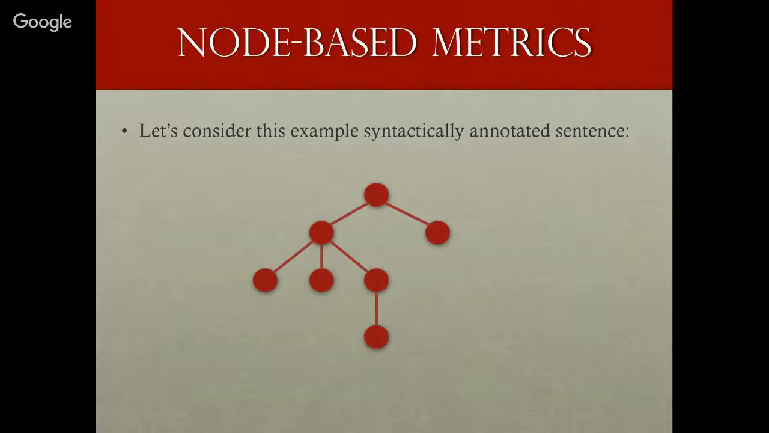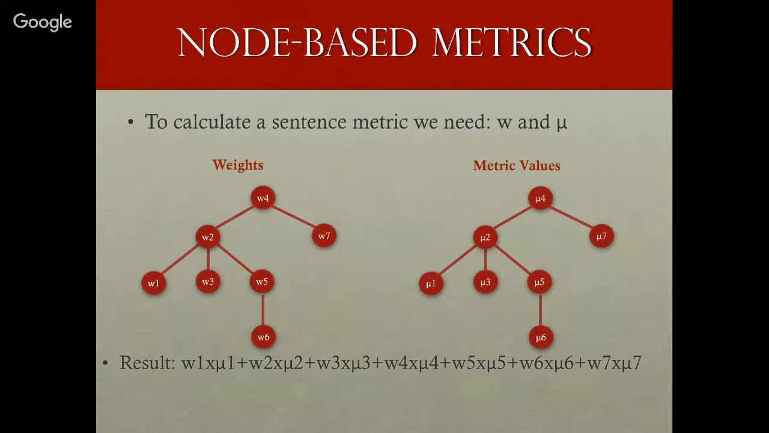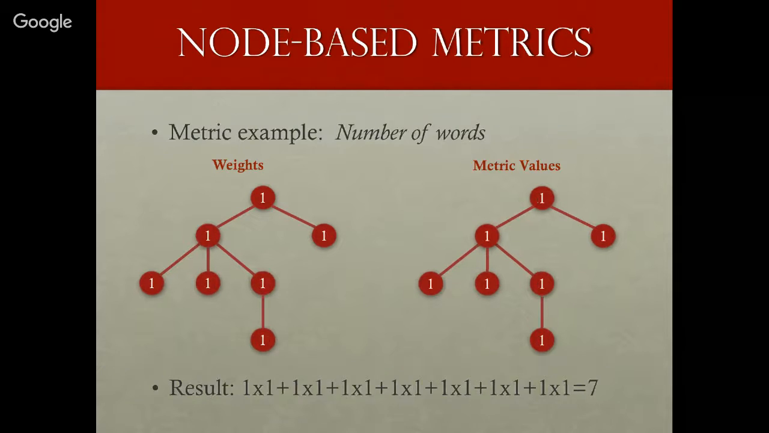Practically, how does this work? Let's say that this is an example of a sentence, a very simple, short one. The way that I calculated them is that I set weights for each one of the nodes, so basically for each one of the words, and the metric values, again, for each one of the words. W for the weights, very simple and understandable, and mu for the values.